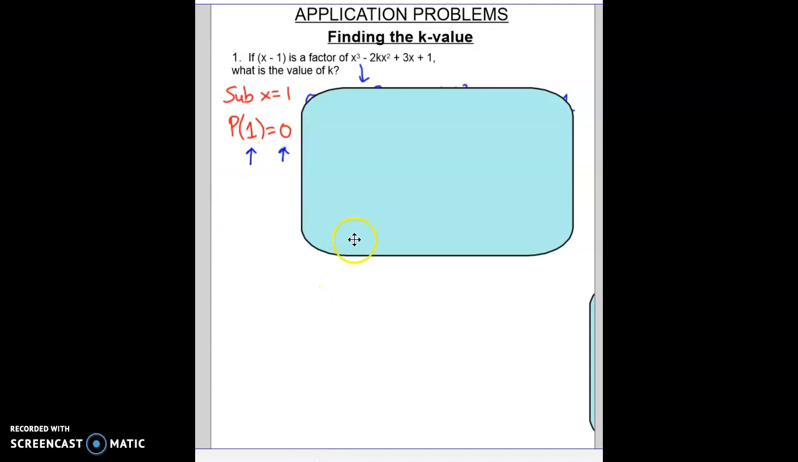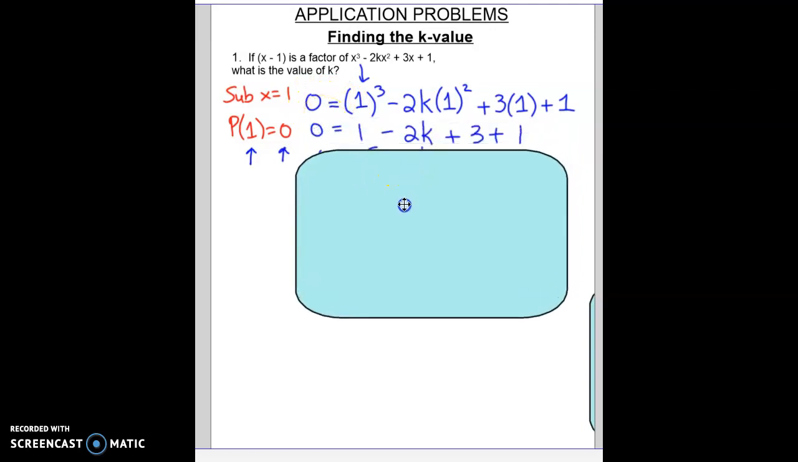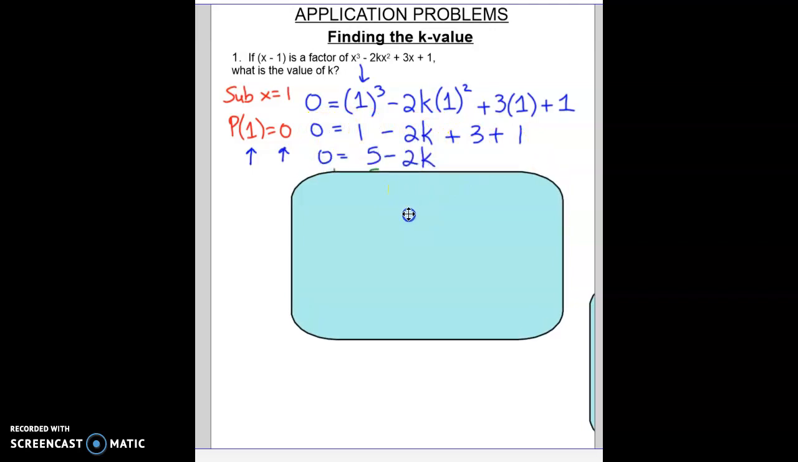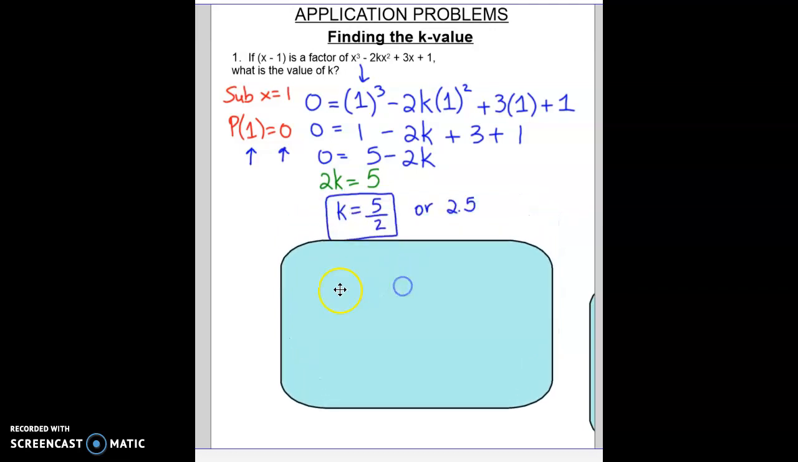When you look at my steps here, you'll see that my first step is to take the given equation, and wherever I see x, I put 1, and set the expression equal to 0. Then I end up with a linear equation, one variable and the rest are constants. Collect like terms and isolate the value of k by rearranging and solving for k. So you can give me k equals 5 over 2 or 2.5.